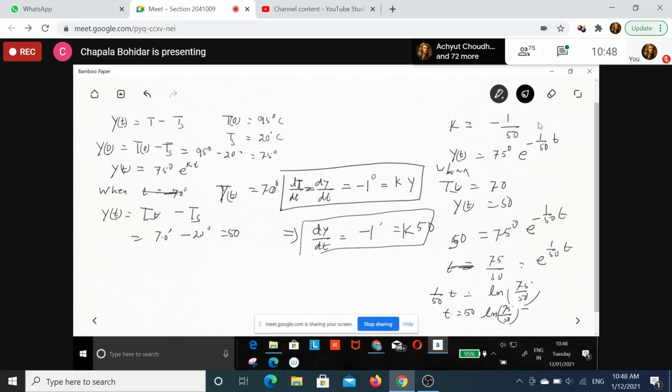How much is it? When T is equal to 20.27. It is 20.27. All of you got this value? Okay. All of you are clear here? All of you are clear here?